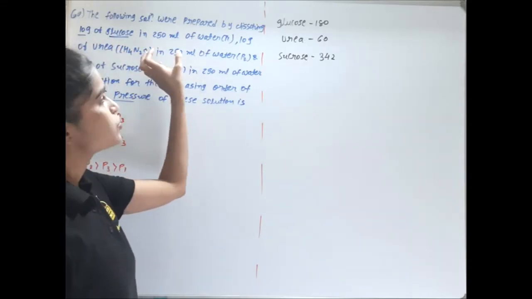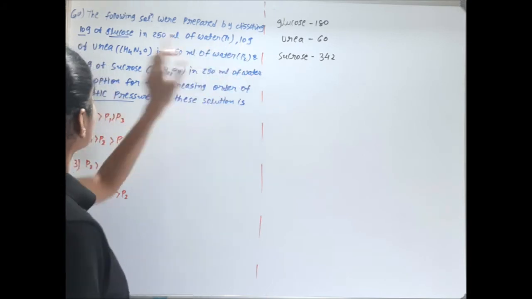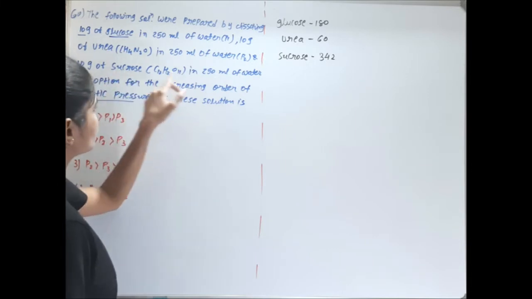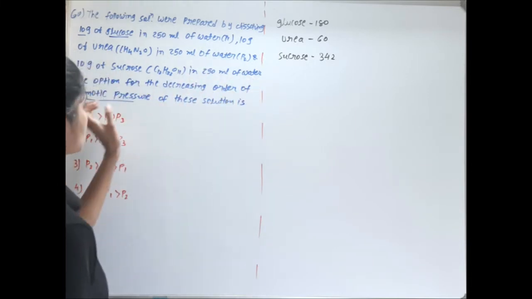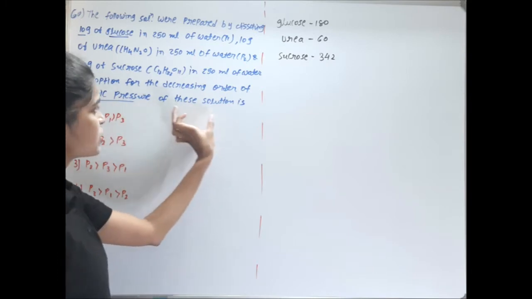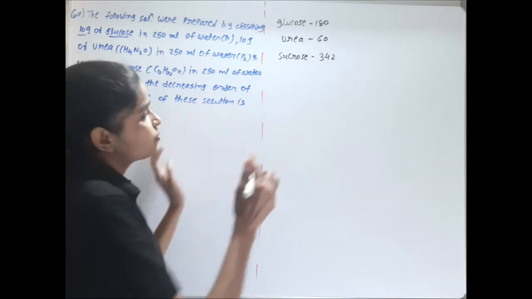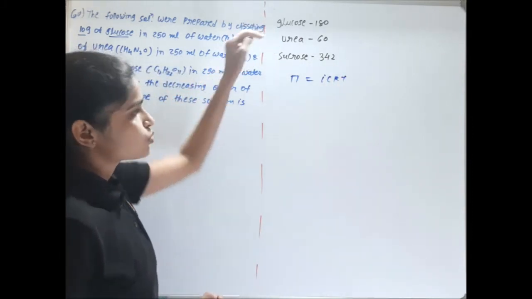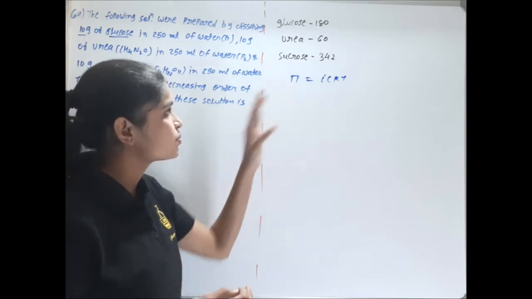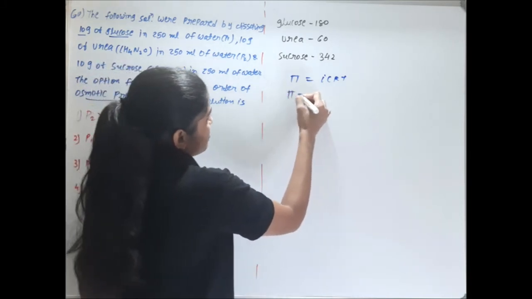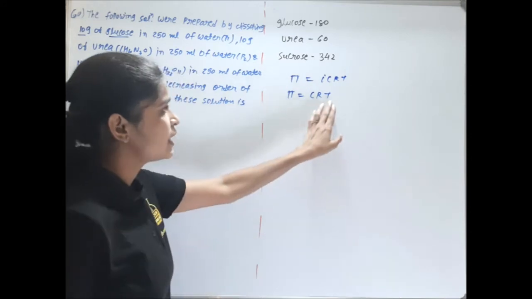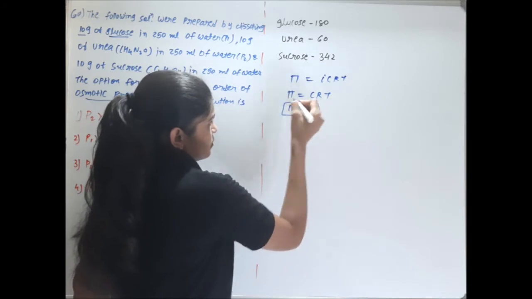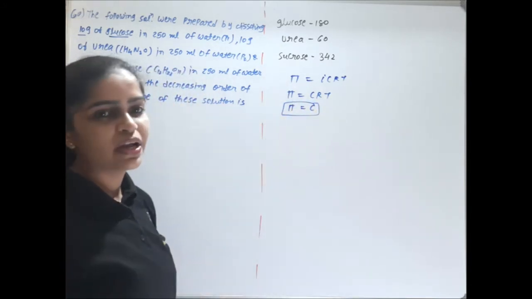10 gram of glucose in 250 ml of water, this is P1. 10 gram of urea in 250 ml of water, this is P2. And 10 gram of sucrose in 250 ml of water, this is P3. Then find out the osmotic pressure of these solutions. We know that pi is equal to iCRT. Glucose, urea and sucrose do not dissociate, so this does not depend on the i factor. So the remaining is pi equal to CRT. R and T are constant. So pi is directly dependent on the concentration. When concentration increases, the pi value increases.